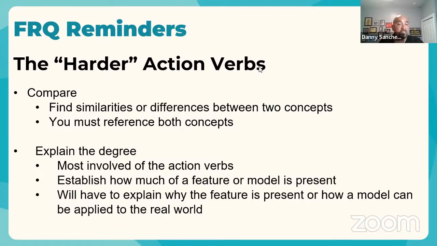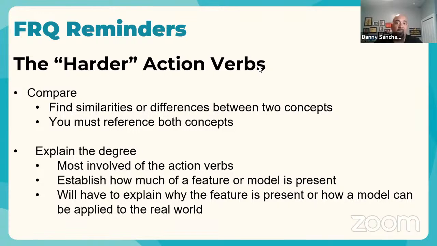I'll actually tell you, if you see explain the degree, and it's like part C or D of one of the FRQs, push it to the end. You don't have to answer them in order, but you should label them. If you need to go A, B, D, E, F, G, and then come back to C because it's explain the degree, I would do that. It's going to take the most effort to get that point, so you want to save it for the end in case you run out of time.